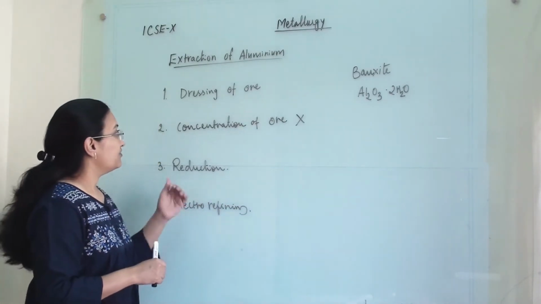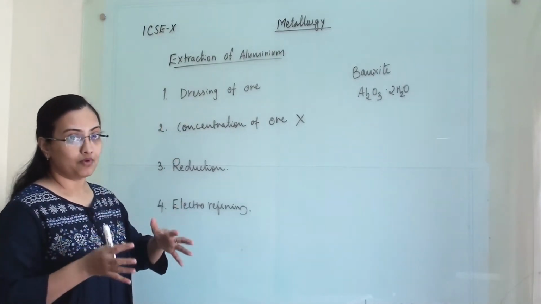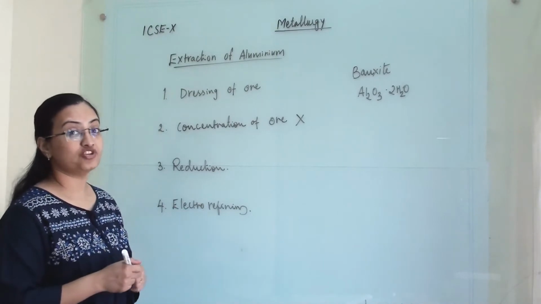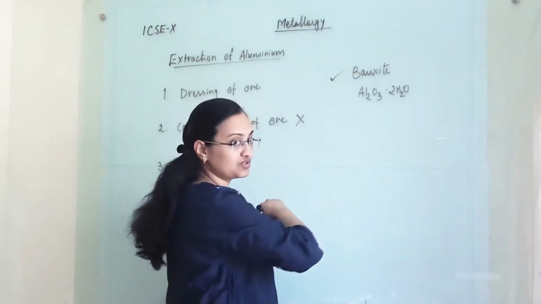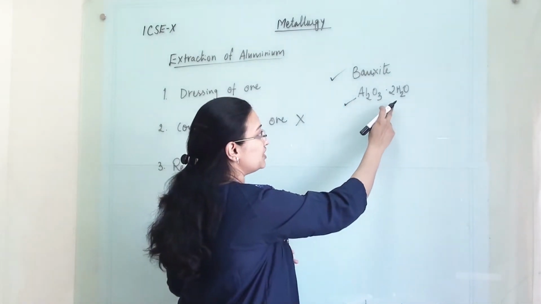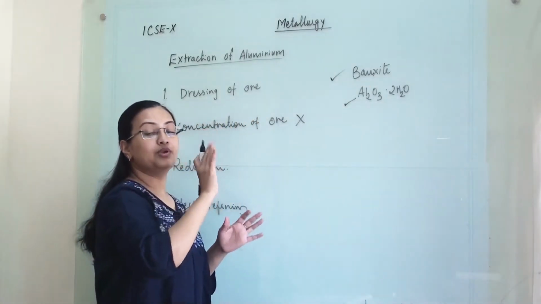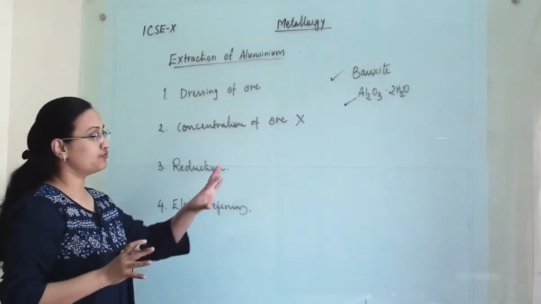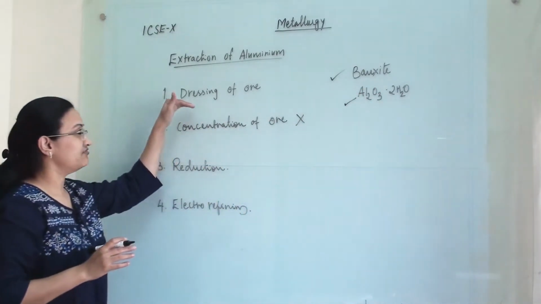Now here, dressing of ore is the first step to purify the ore of aluminium. Which ore are we taking for aluminium? That ore is bauxite. What is the molecular formula of it? Al2O3 2H2O. This is bauxite and this is a premium ore of aluminium. From this we are extracting aluminium. So the first step is dressing of ore.